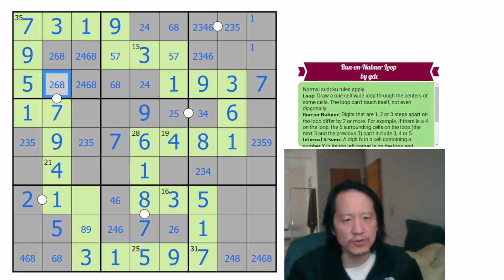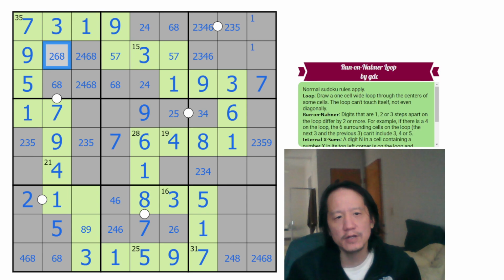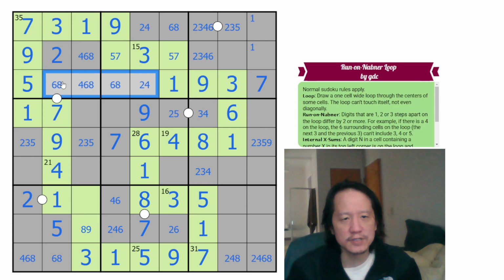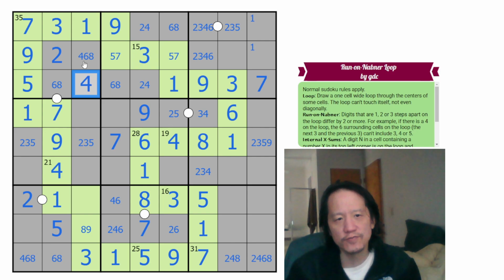7's consecutive with only 6 or 8. We have a 6, 8, 6, 8 pair in column 2, which eliminates 6 and 8 from the rest of the column. Therefore, this is 2, which means this can't be 2. We have a 6, 8, 6, 8 pair in row 3, which eliminates 6 and 8 from the rest of the row. So this must be 4, which makes that a 2, which makes that 4.